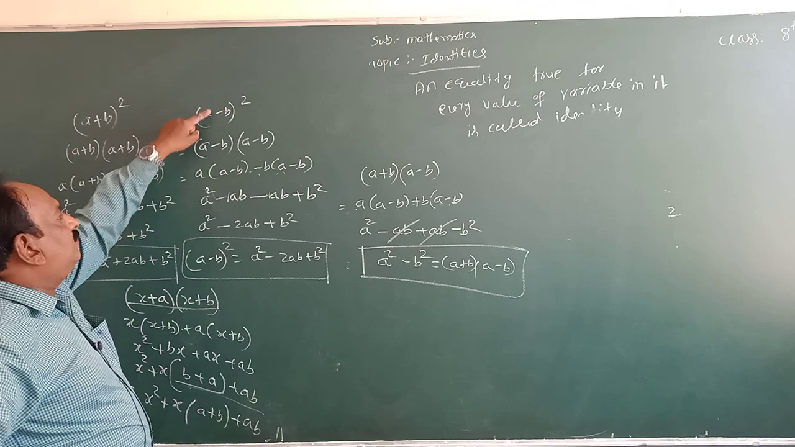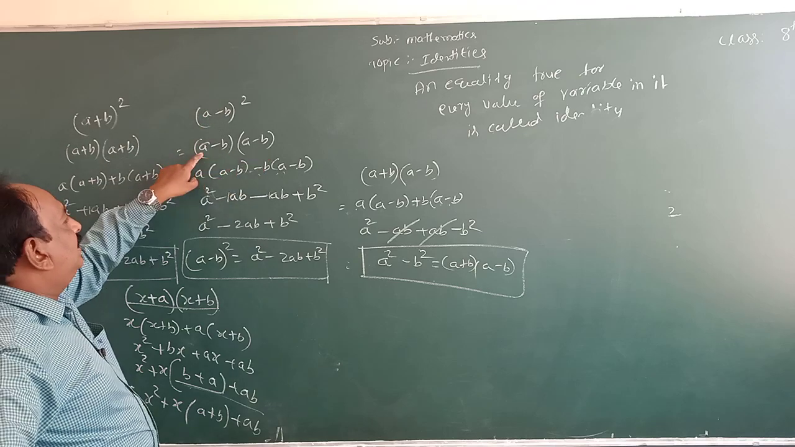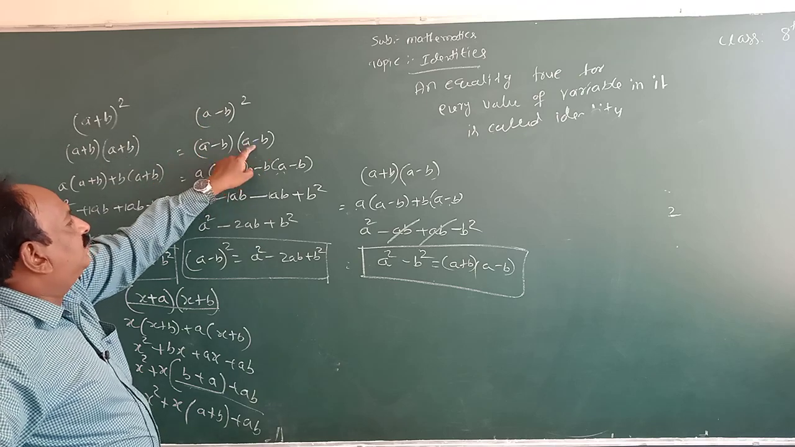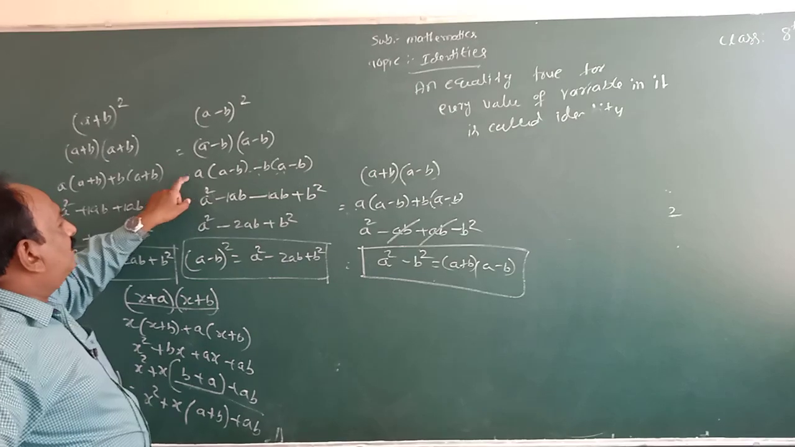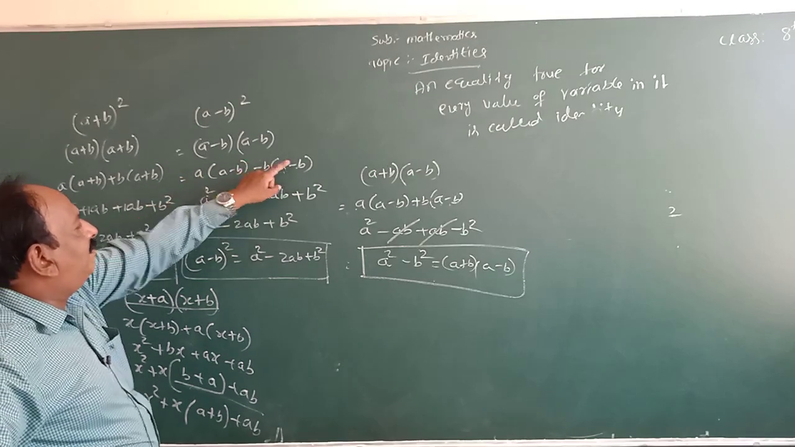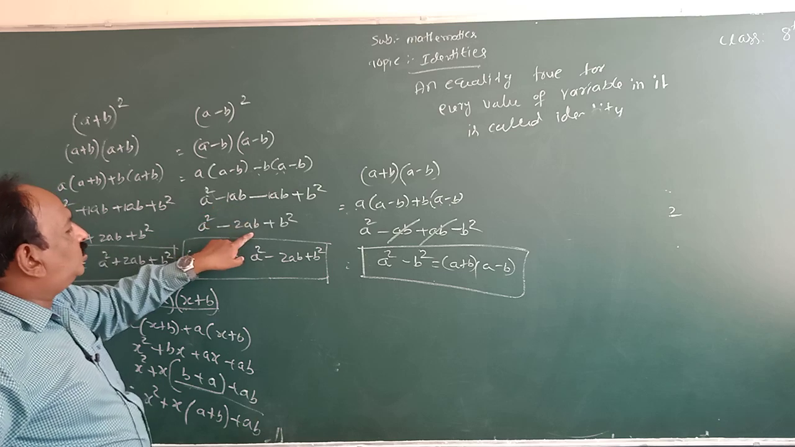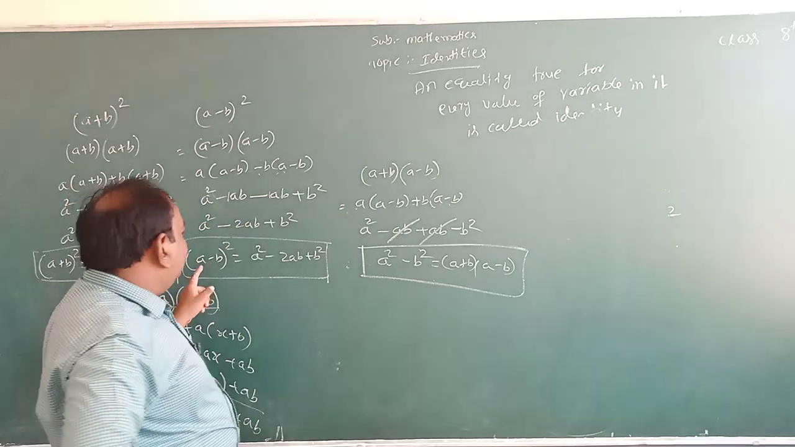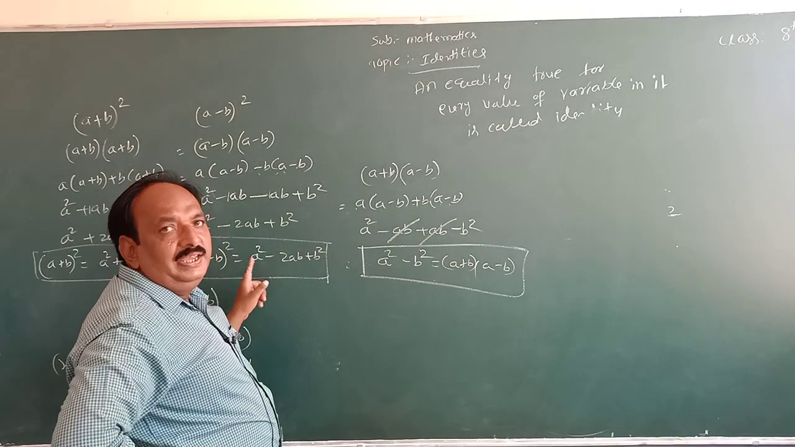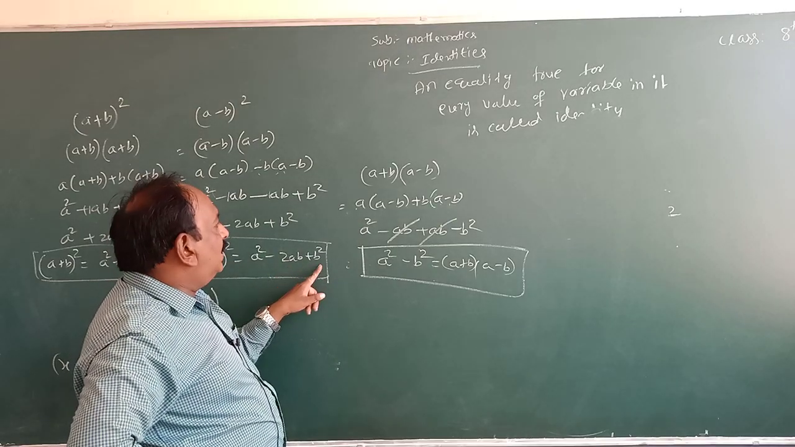(a - b)², (a - b)(a - b), a(a - b) - b(a - b). a² - ab - ab + b², so a² - 2ab + b². That is, (a - b)² = a² - 2ab + b².